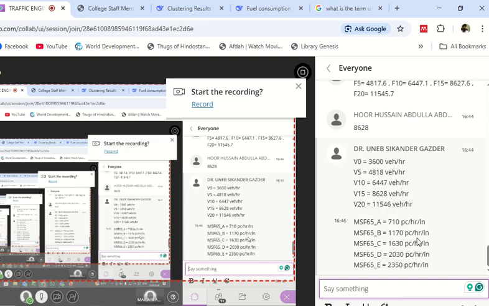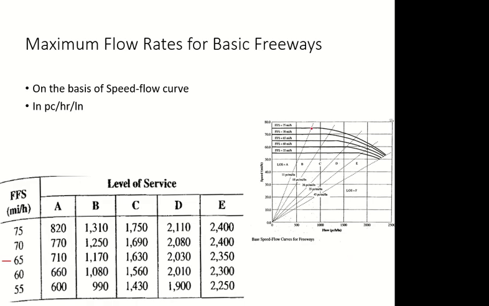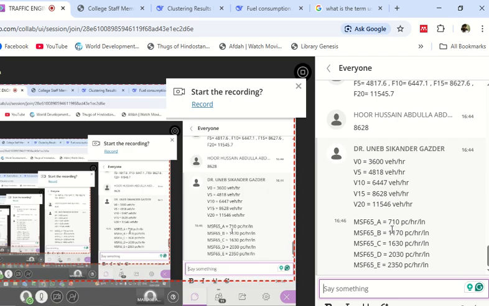Now, maximum service flow rate means what? If I'm under 710, my level of service is A. This is the line for level of service A. If I'm behind this line, my level of service is A. If I'm in front of this line and behind level of service B, my level of service is B. So if my value is less than this, I know my level of service is A. If my value is between these two, it is B, and between the next two, it is C. So I can just compare and know what my level of service is.